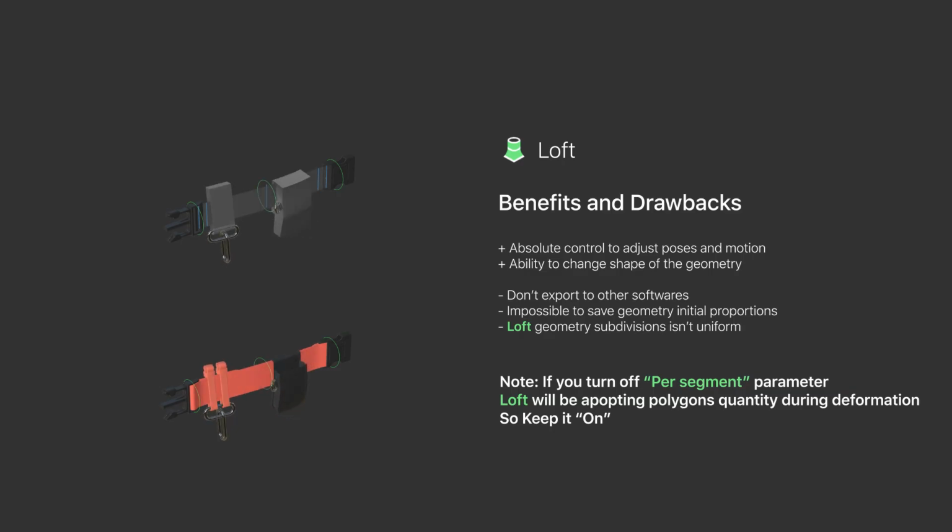As with the previous method, loft gives you control to adjust poses and the ability to change the shape of the geometry. But you cannot export this feature to other software. It's hard to save the initial geometry proportions. Loft geometry subdivisions aren't uniform.